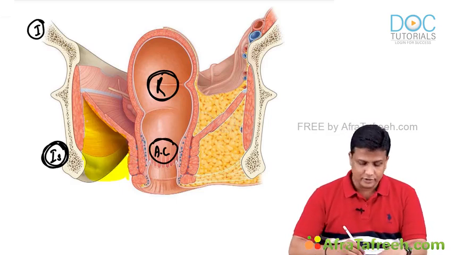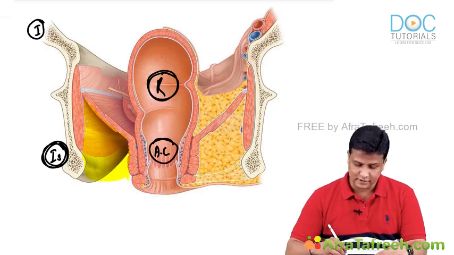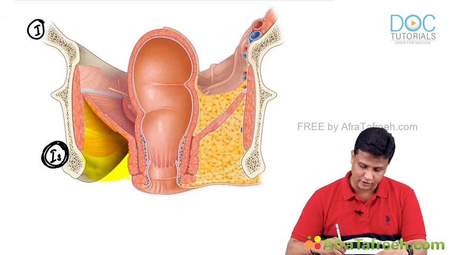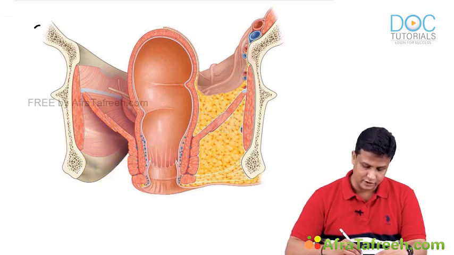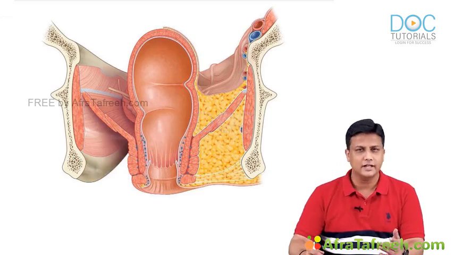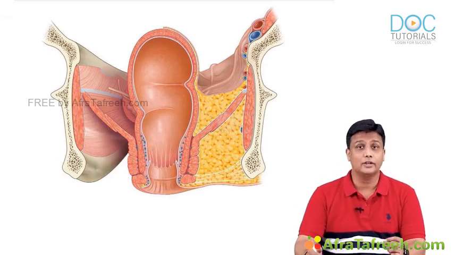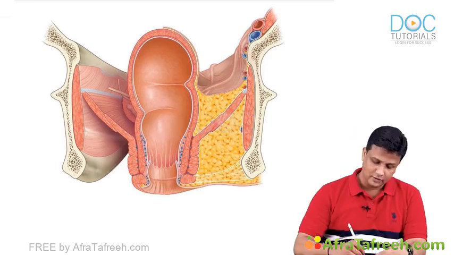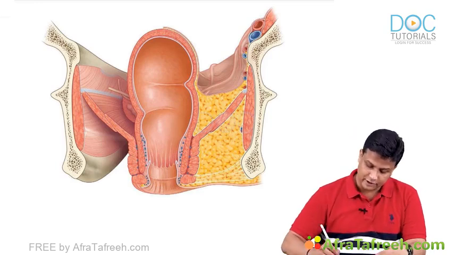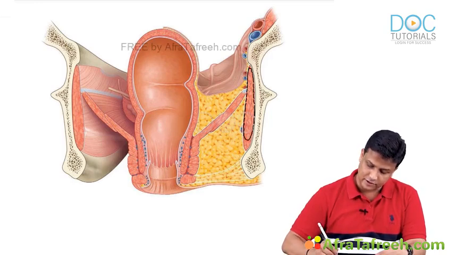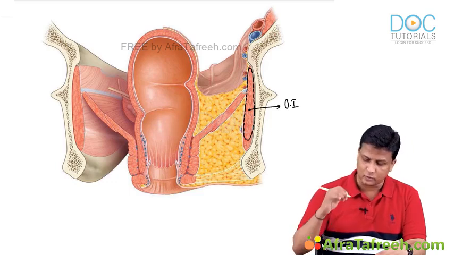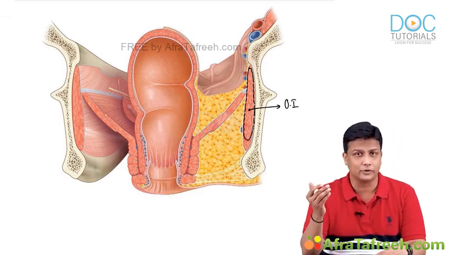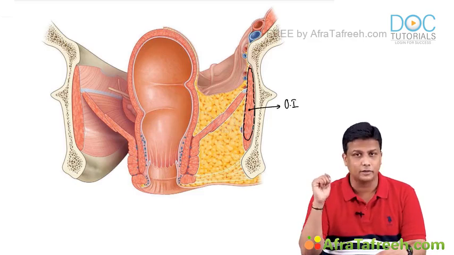Now once you have understood the meaning of the name, why this fossa is given the name ischiorectal fossa or ischioanal fossa, the only thing that you have to learn here is about the boundaries and contents of ischiorectal fossa. Now in the boundaries, I hope you are able to appreciate this muscle here. This muscle here will be the obturator internus muscle. And obturator internus muscle is the one which is going to form the lateral boundary of the ischiorectal fossa.